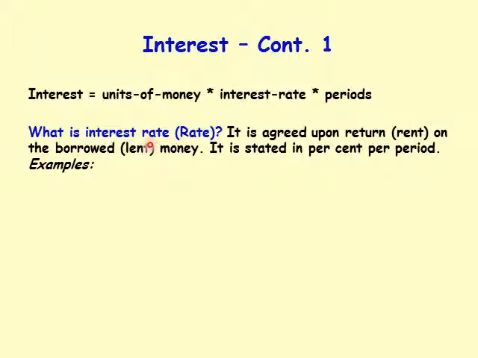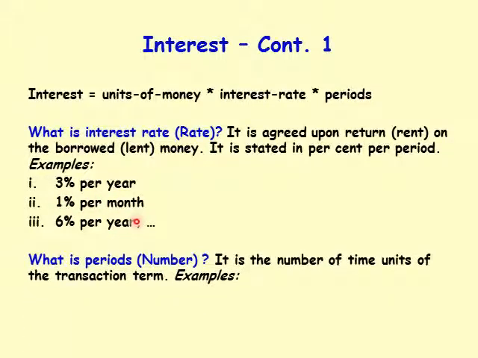In a rental property, it will be rent, not lent money. It's stated in percent per period. Examples would be 3% per year, another would be 1% per month, and maybe 6% per year, and so on. So these are just examples here.